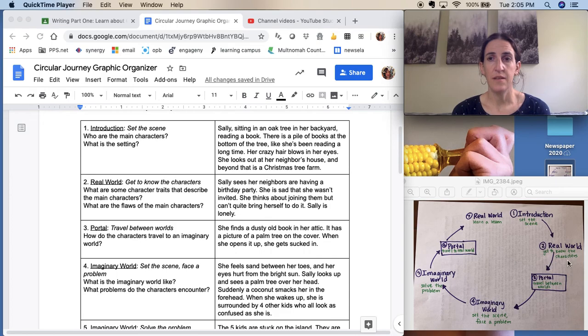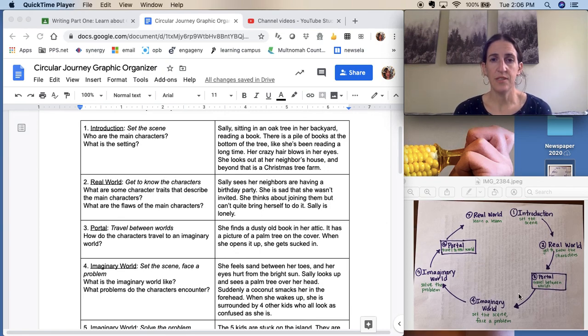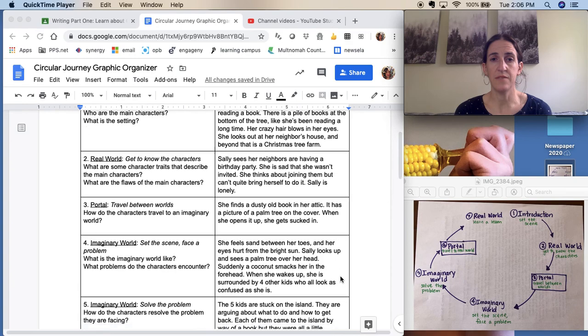Next, in the third scene of my story, she's going to enter some kind of portal. So in my third scene, Sally will find a dusty old book in her attic. It has a picture of a palm tree on the cover, and when she opens it up, she gets sucked in. Now she's in the imaginary world for the fourth scene of the story.